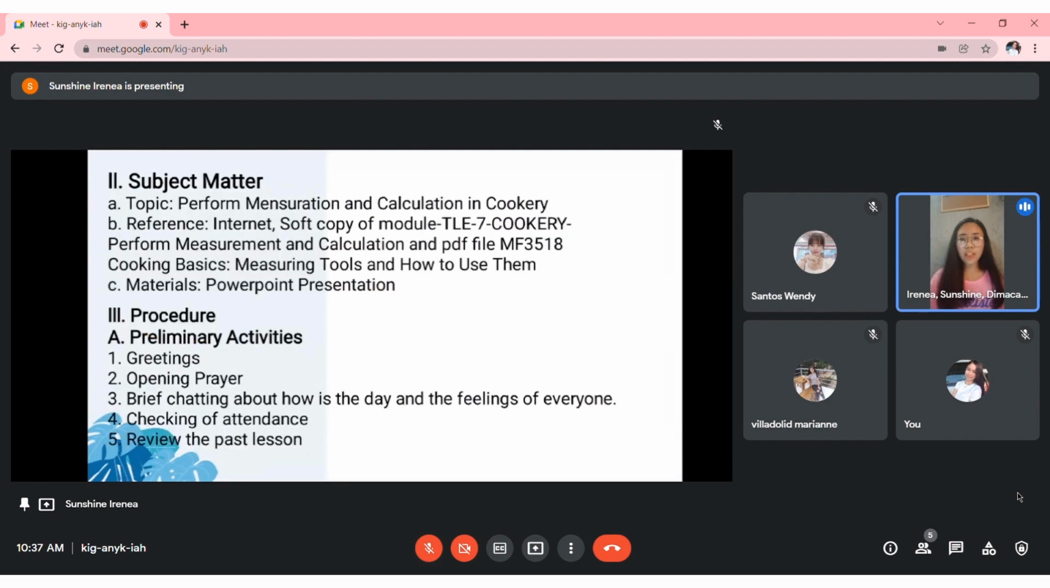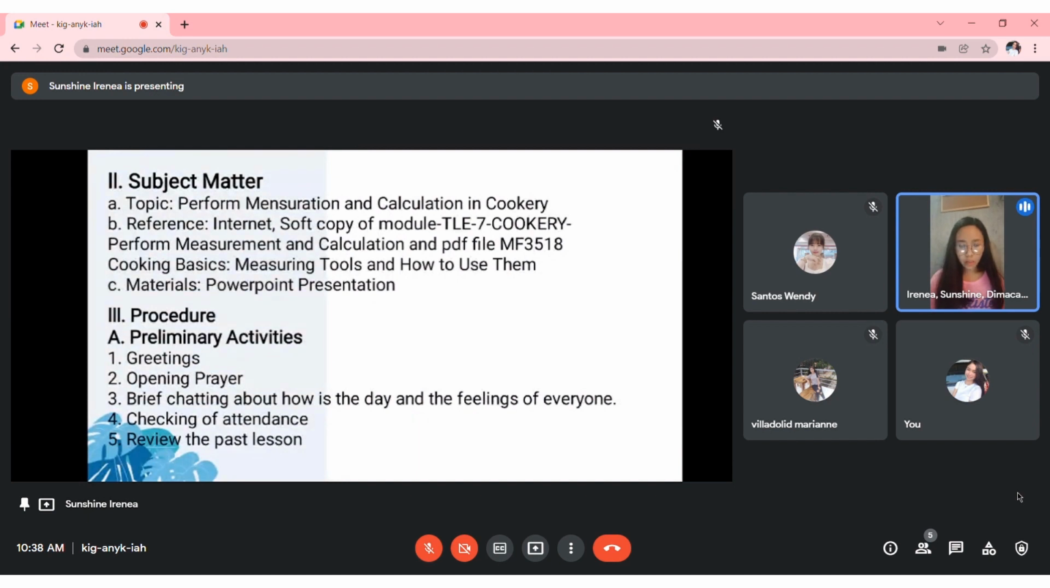The next part is the subject matter. So the subject matter, we have the three. First is the topic, which is perform mensuration and calculation in cookery, and also the reference, which is internet and the soft copies or PDF file of the books. And in materials, we have the PowerPoint presentation.